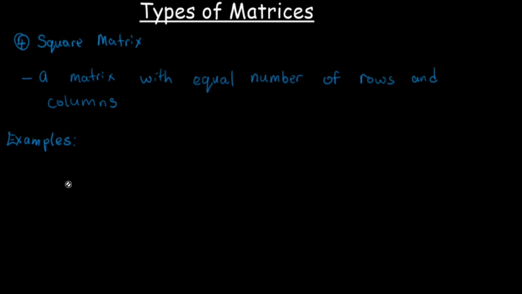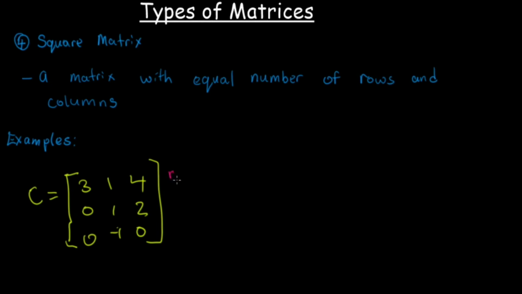The fourth one is a square matrix. As the name suggests, it's a matrix with an equal number of rows and columns. So let's take a matrix C. We realize here we have 1 row, 2 rows, 3 rows, and 1 column, 2 columns, 3 columns. So this is a 3 by 3 matrix. It has the same number of rows and the same number of columns, so it would be called a square matrix.